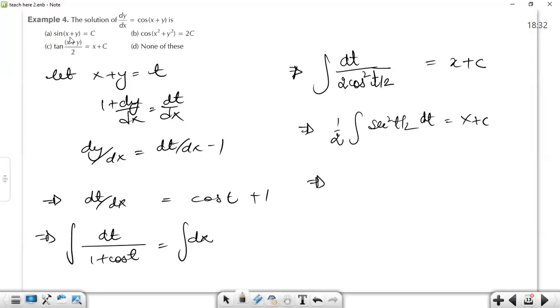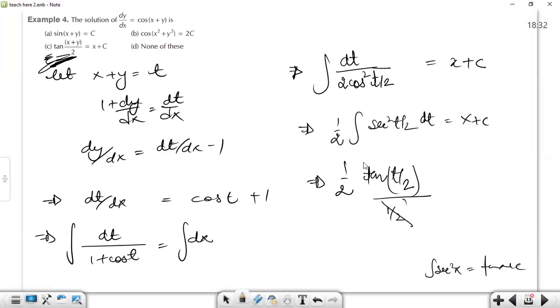So now you can understand how this option has helped us to think that there can be some half angle formula, and we have done so. Okay, so the integration of sec square of x is tan x plus c. So half into tan of t by 2 divided by the derivative of t by 2, which is half. So half cancels half, is equal to x plus c.